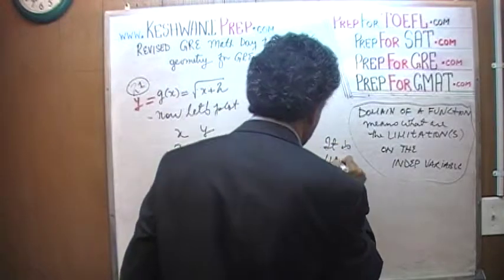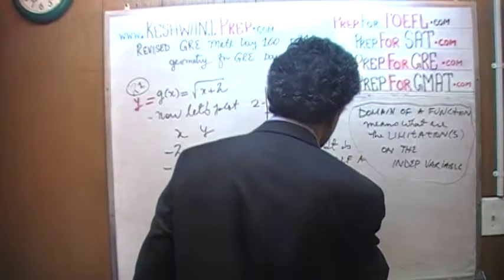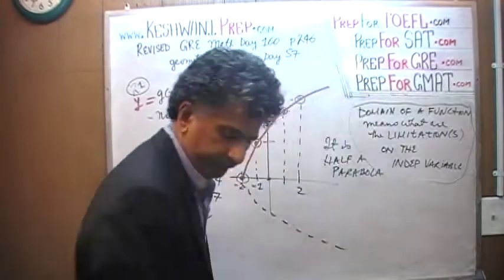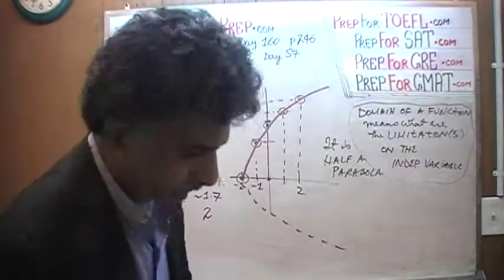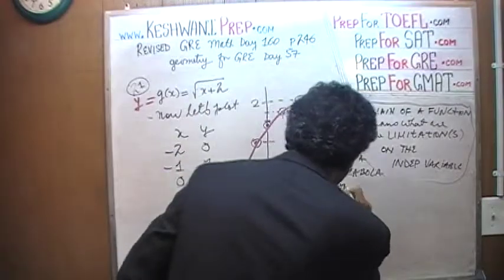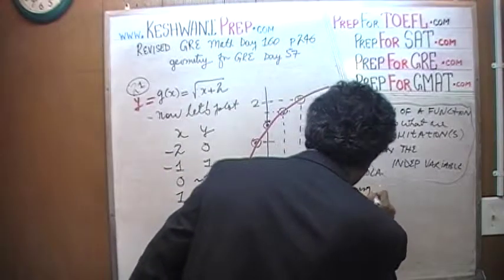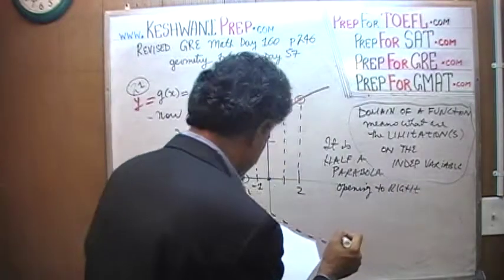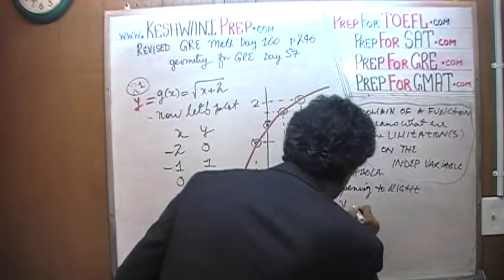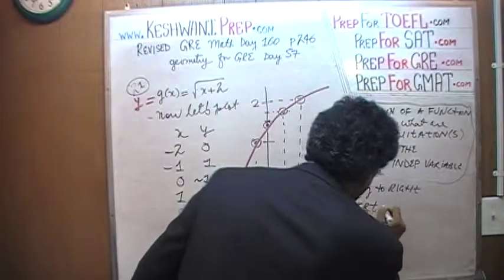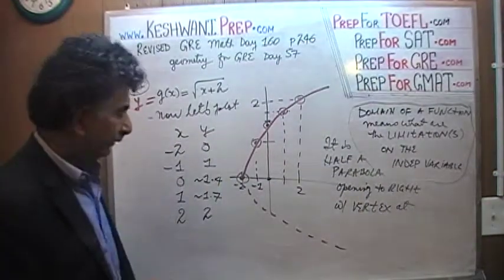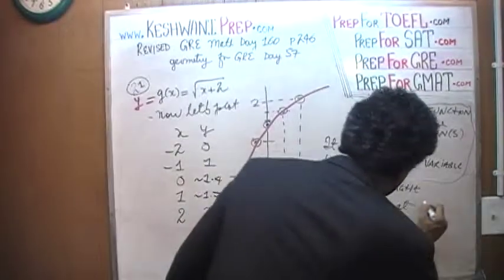It is half a parabola opening to the right with vertex at, where's the vertex? Right here is the vertex. -2 and 0.